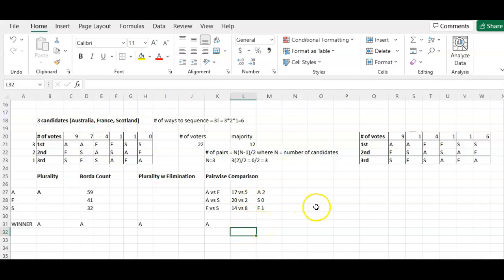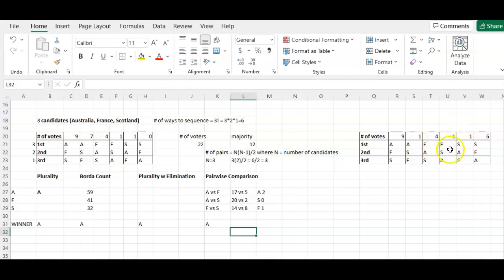Okay, so those are the 4 examples, and I'm going to quickly go through plurality with elimination, and I just changed the numbers here so that A would not have a majority right out of the gate. Majority is 12. In this example, A has 11, France has 5, and Scotland has 7. So even though Australia has the most votes, Australia is not the winner using plurality with elimination.